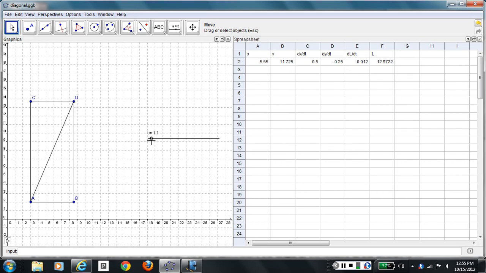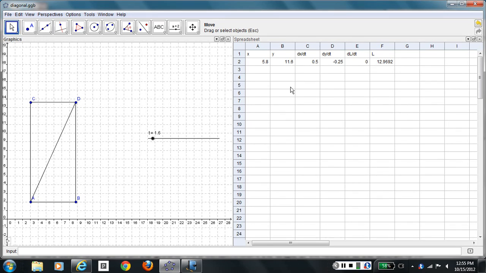But dl dt is increasing. So at some point, dl dt gets to 0 when x equals y. Yeah, that's an interesting observation. I wonder what we could say there. There's probably some sort of proportion.